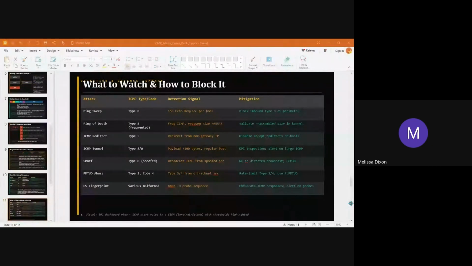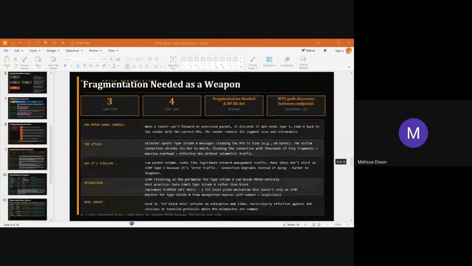size anomaly or off subnet source. I feel like we missed something. We missed it. Hang on, you guys. We did too. I thought so. No, we didn't. Okay.